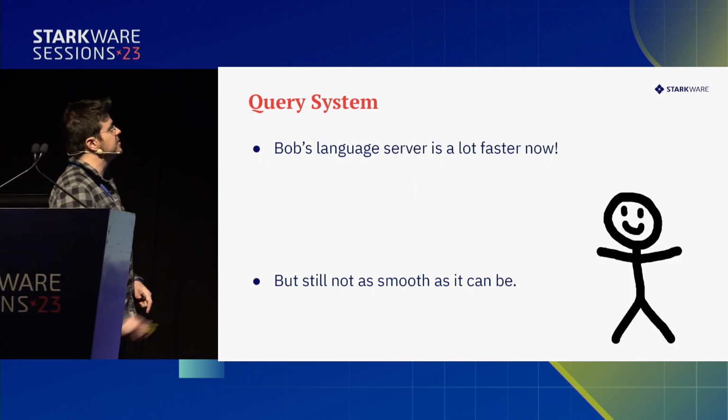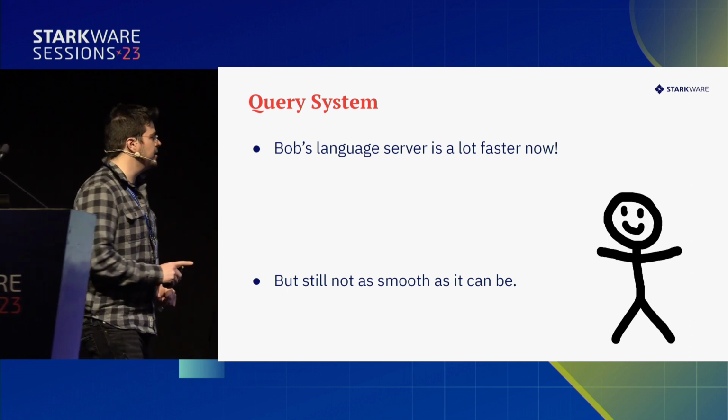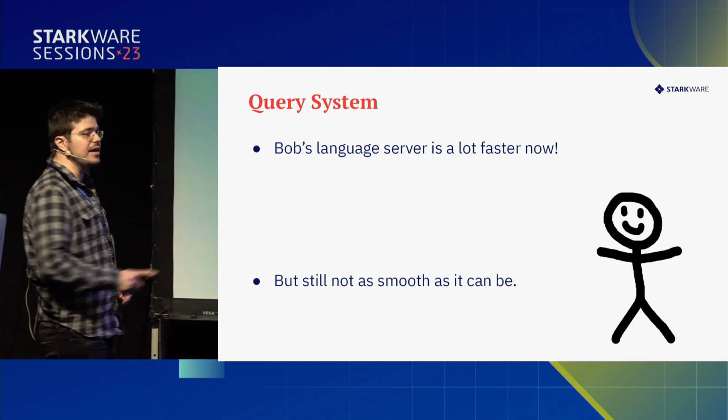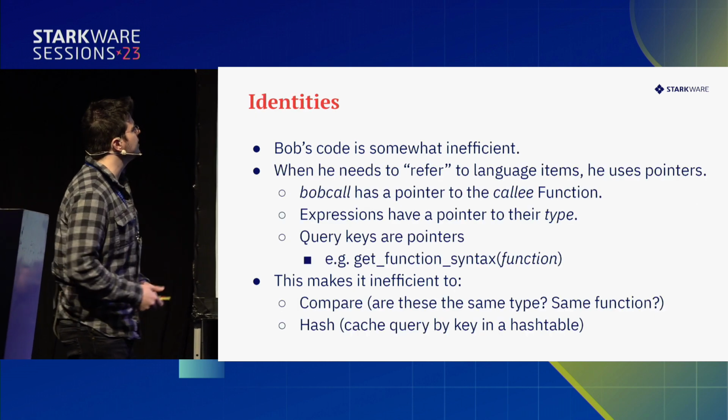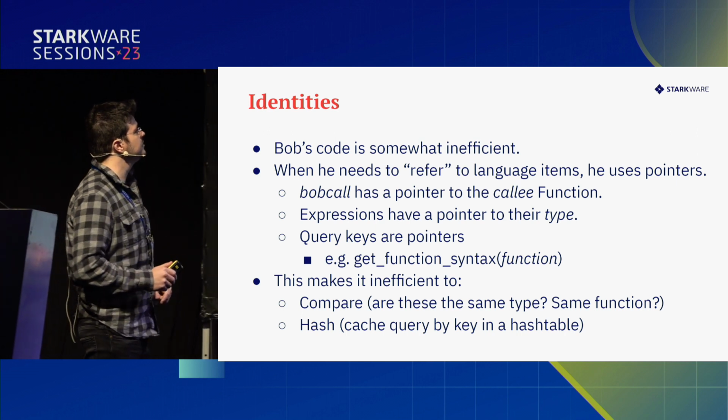All right, Bob's language server is a lot faster now. There's still some room for improvement. It's still not as smooth as it can be. So he looks again. Bob's code is somewhat inefficient.